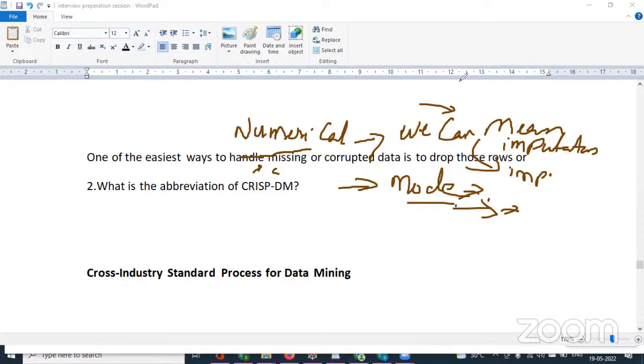Yeah, so Prabhat, most of the time we won't be considering dropping the column. But yeah, if most of the values are missing, in that case we can do it.